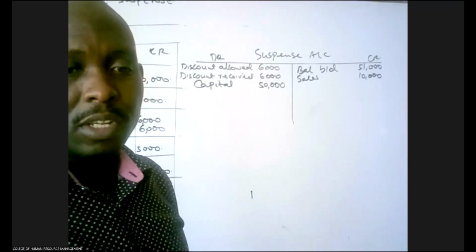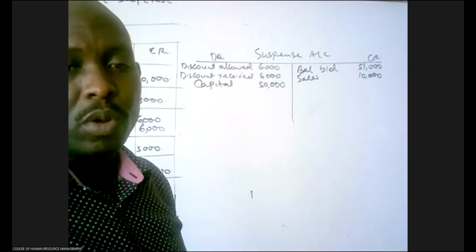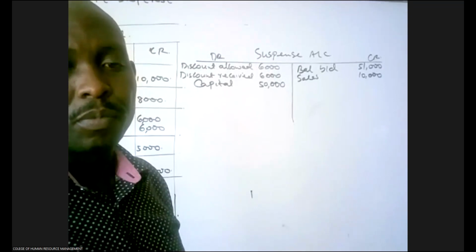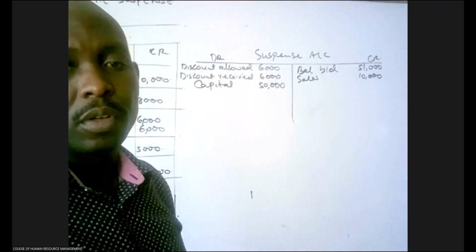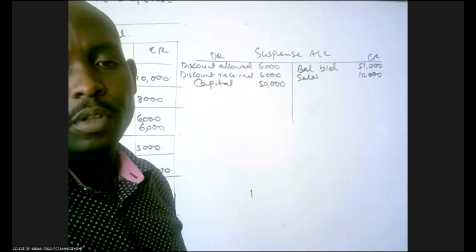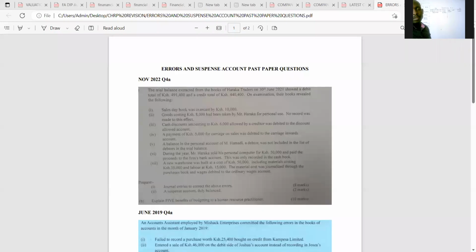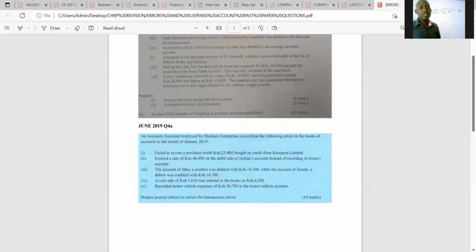Let us proceed and look at the second question. The second question was tested in June 2019, and it was again question number 4A, where the candidates were required to prepare the journal entries to correct the transactions above. So the transactions are highlighted there. Again, you can take the screenshot of that particular question so that I can share the board.